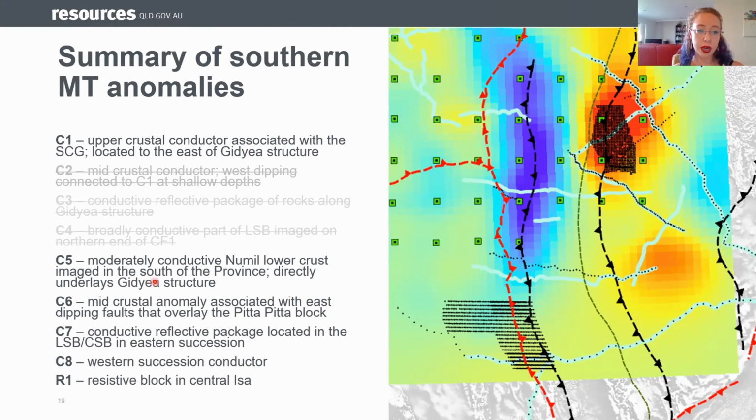And then we've got this large, moderate conductive structure that sits in the lower crust in the normal terrain. And then C5 and C6 are smaller, more isolated anomalies in the mid to upper crust, potentially with linkages down into the lower crust, same as M6. And then we've got the western conductor and the central resistor, R1.